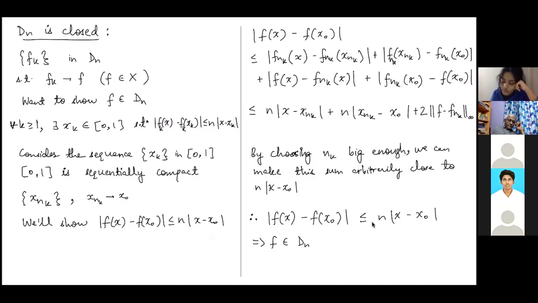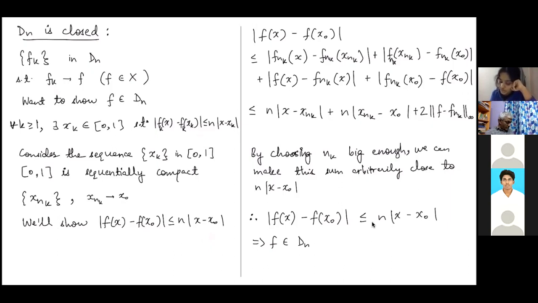So what do we know about the fk's? We know that they are in Dn. So I know that for each fk, we can find some xk such that this condition holds. So |fk(x) - fk(xk)| is less than or equal to n times |x - xk| for all x in [0, 1].